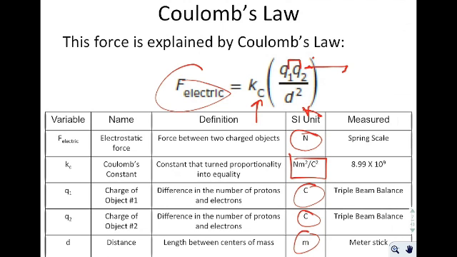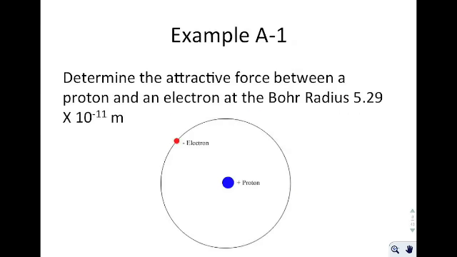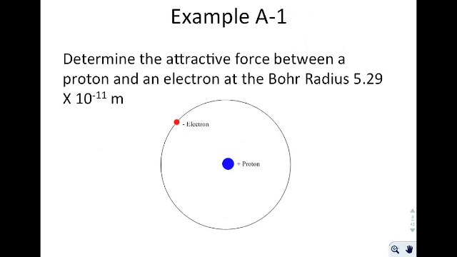Now, you're not going to be expected to do a large amount of calculations using Coulomb's law. But we're going to go ahead and start off and expect you to do some, because understanding the conceptual part of Coulomb's law is really key to understanding chemical properties. So, it says determine the attractive force between a proton and an electron at Bohr's radius, which is 5.29 times 10 to the minus 11th. So we want to use Coulomb's law in order to accomplish this.